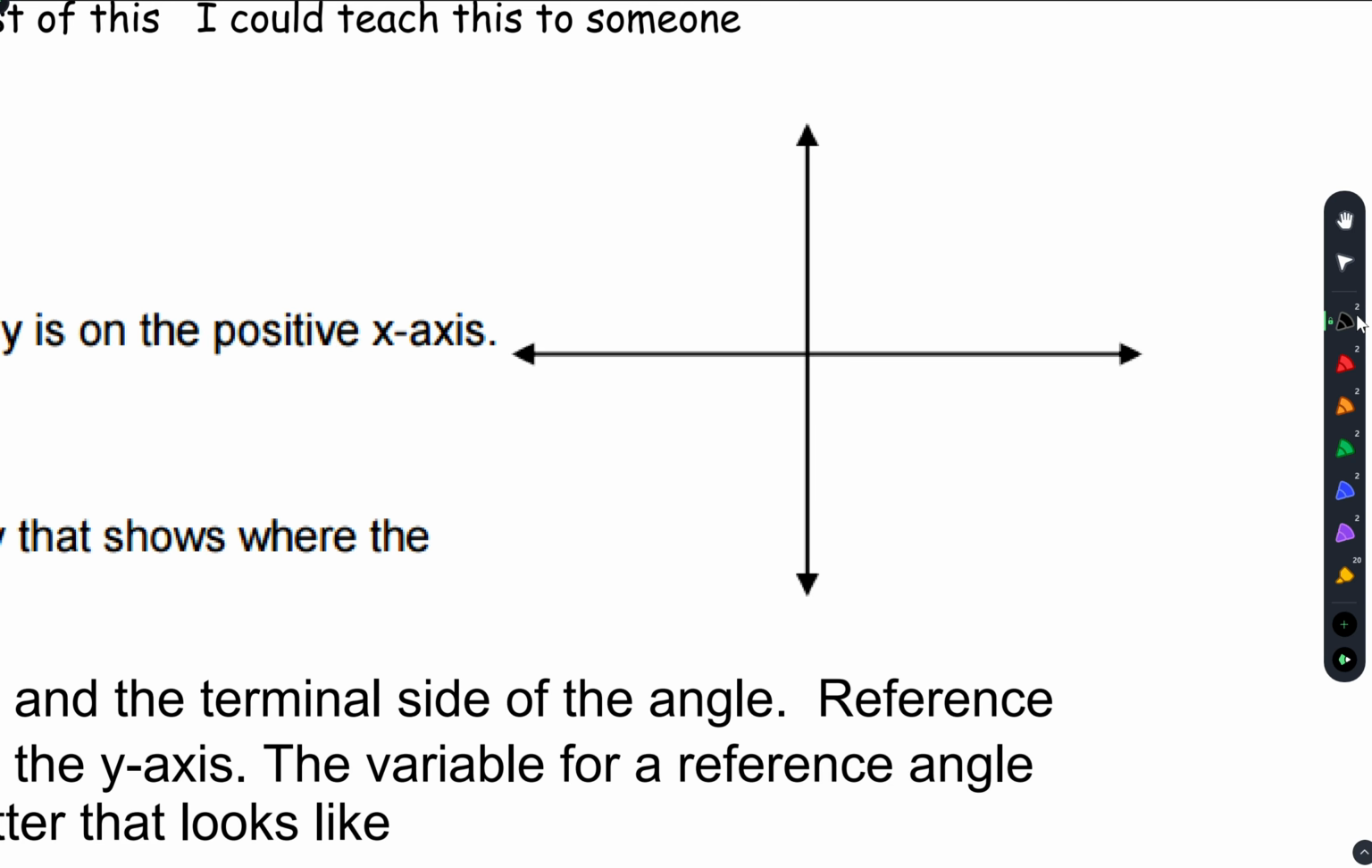Are you on the right place? Everybody's good? X-axis goes left to right. To the right, all the numbers are positive, and to the left, all the numbers are negative. Then there's a y-axis that goes up and down. As we go up, the numbers are positive. As we go down, the numbers are negative.